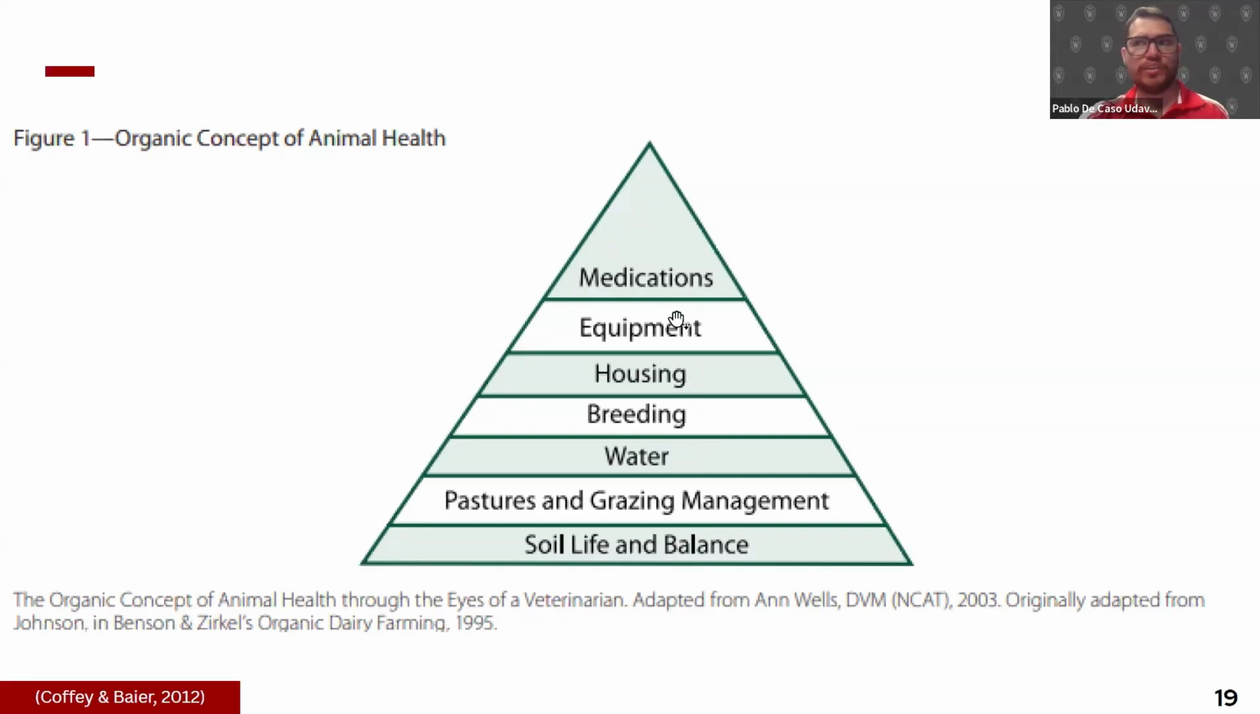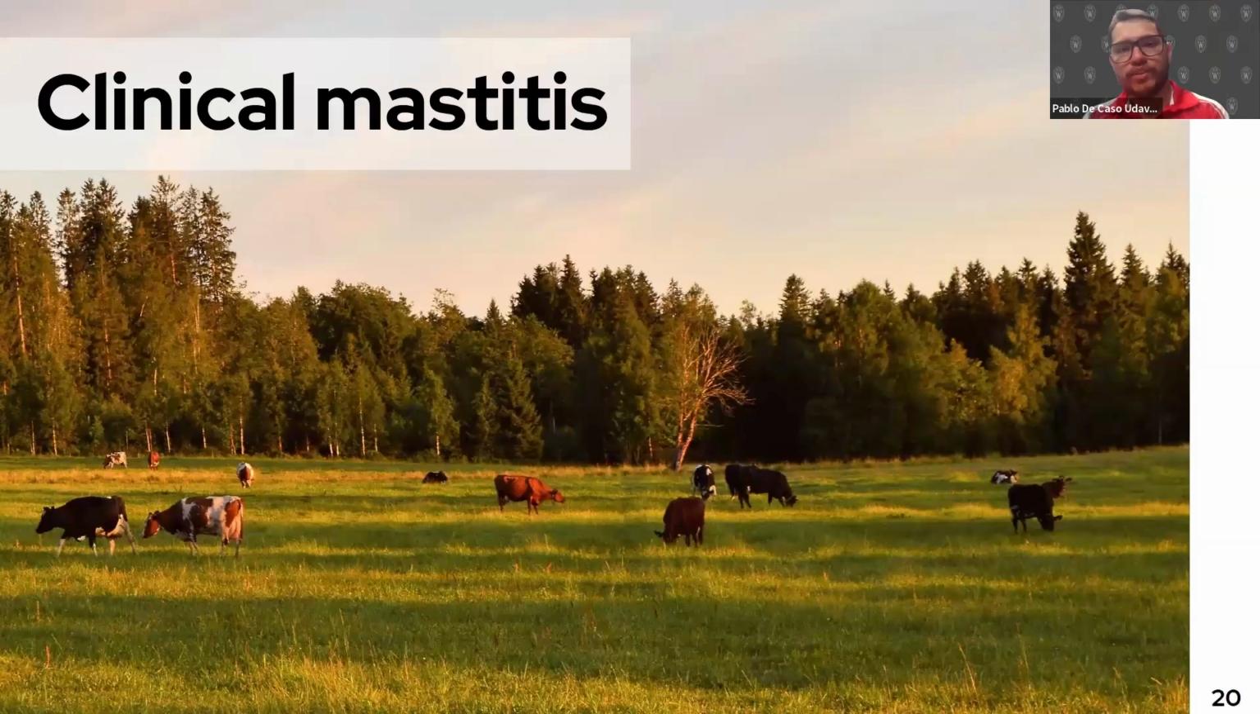But on top of it, as we discussed a little bit previously, is the medication component. So this sets the stage for the next topic, which is going to be the mastitis analysis, considering the description and the priorities of organic dairy production, specifically talking about the US in that aspect. So with that, we're going to be jumping into the second analysis, which is going to be about clinical mastitis.